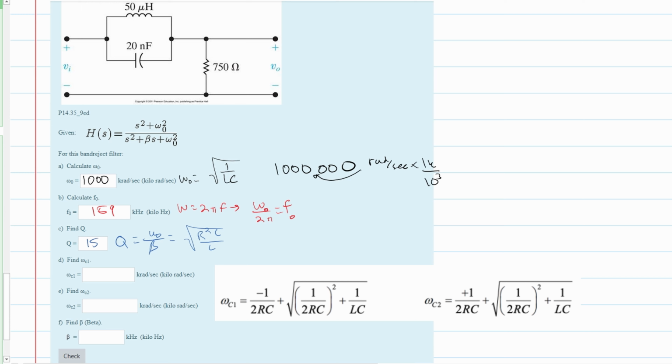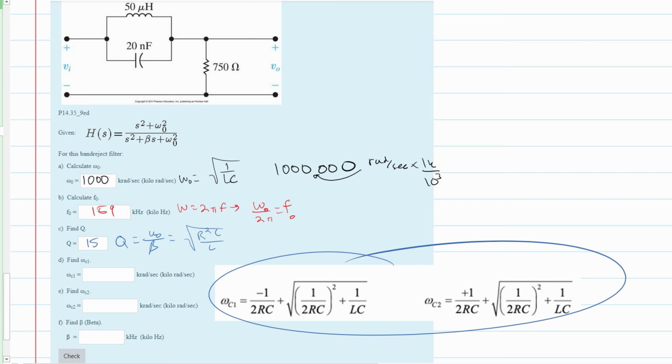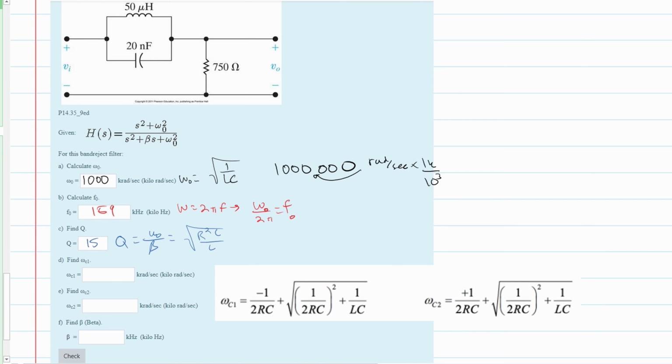Now we have the omega c1 and omega c2. I've included the formulas right here that we would use to actually find them. It's a lot to plug in, but after we plug these in for the omega c1, we are going to get 967 kilorads per second. And then for omega c2, we plug it in here, and then we would get, well, approximately 1034 kilorads per second.